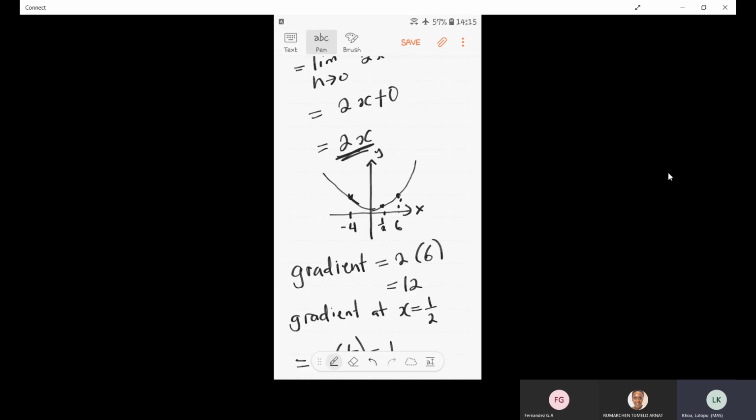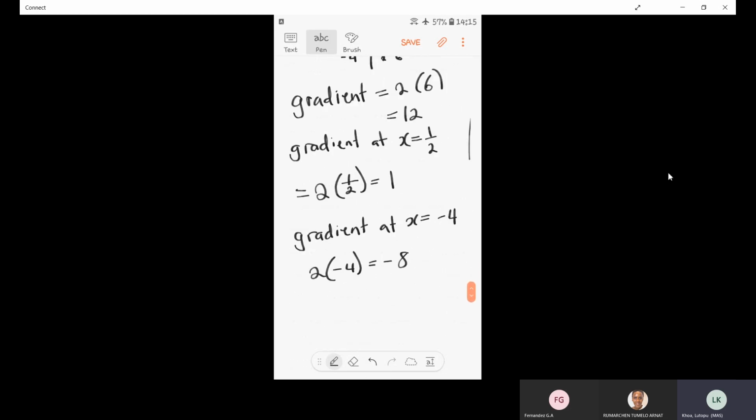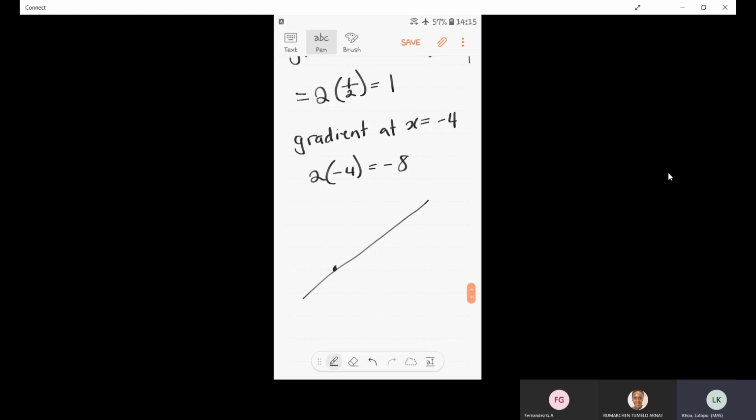So the gradient depends on where you are, and this 2x gives us a formula for the gradient. Unlike with a straight line, where the gradient is the same no matter where you are. On a straight line, if you pick this point over there, the steepness is exactly the same as at that point, and at every point on the line.